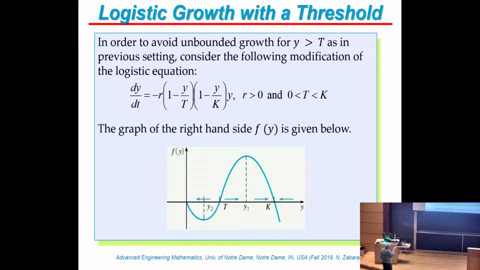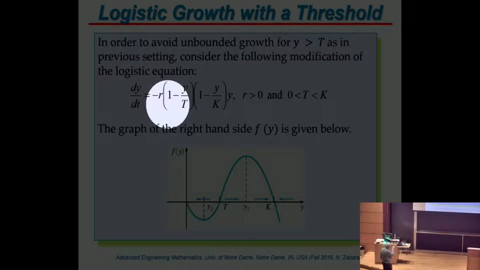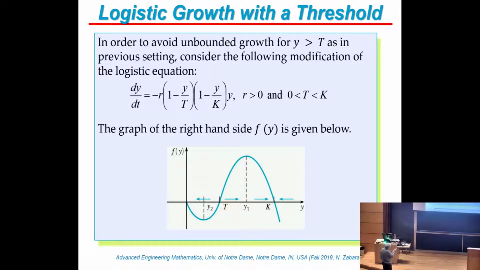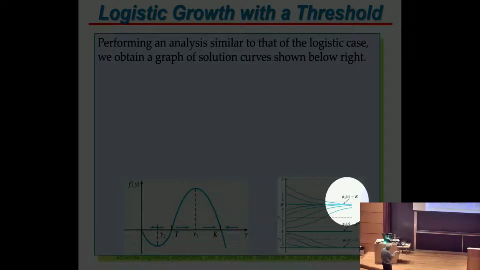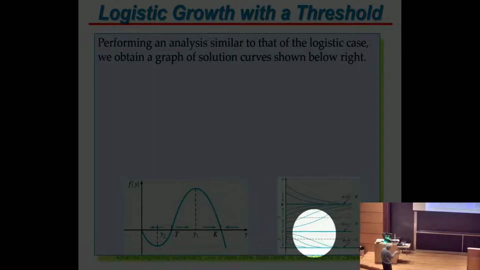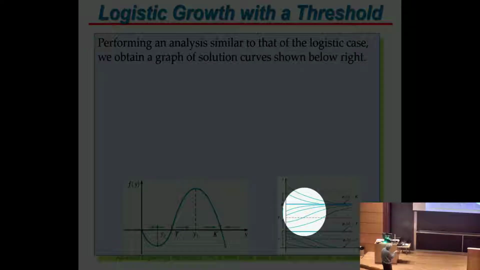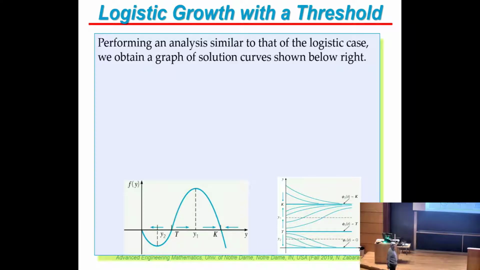If you have an equation modified like this, then the k value becomes a stable mode, the t becomes an unstable mode, and the 0 becomes a stable mode. But notice the solution does not increase exponentially.